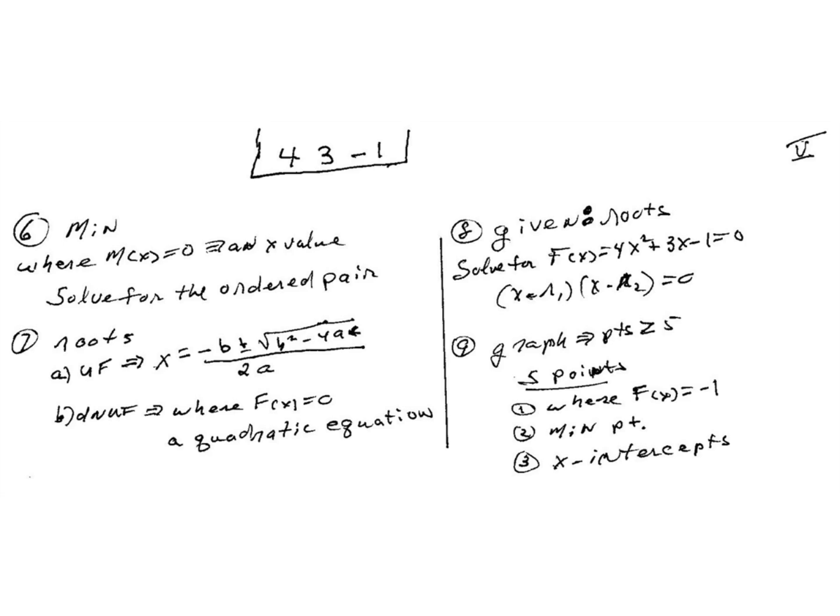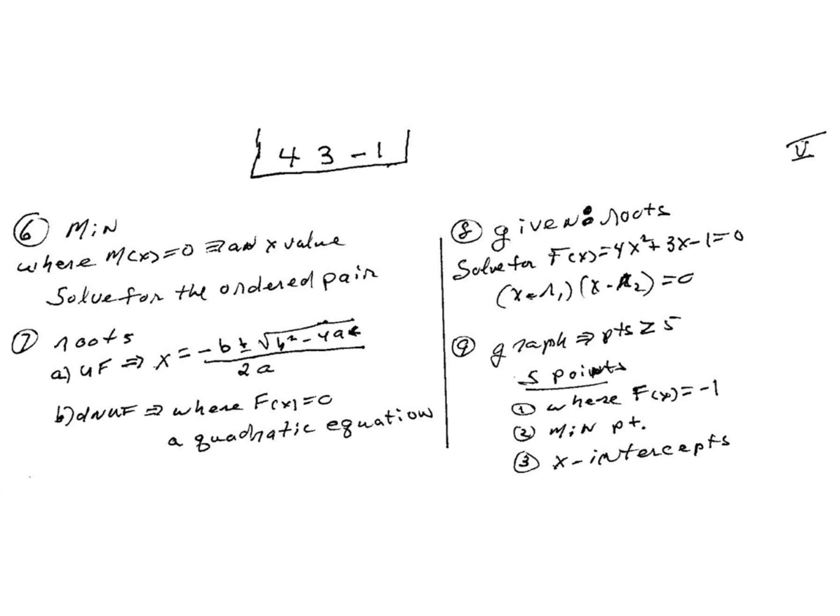Step 7, the roots. You have used formula. We use the formula minus b plus or minus the square root of b squared minus 4ac over 2a. And the b part, do not use formula. We have these roots occur where f of x is 0, and this gives you a quadratic equation.